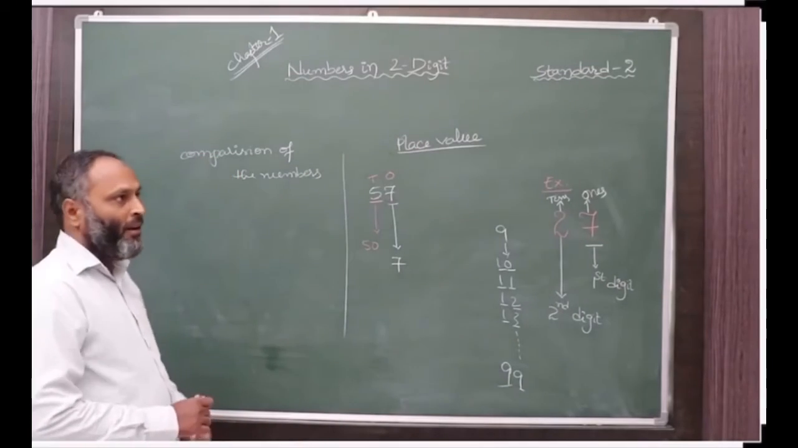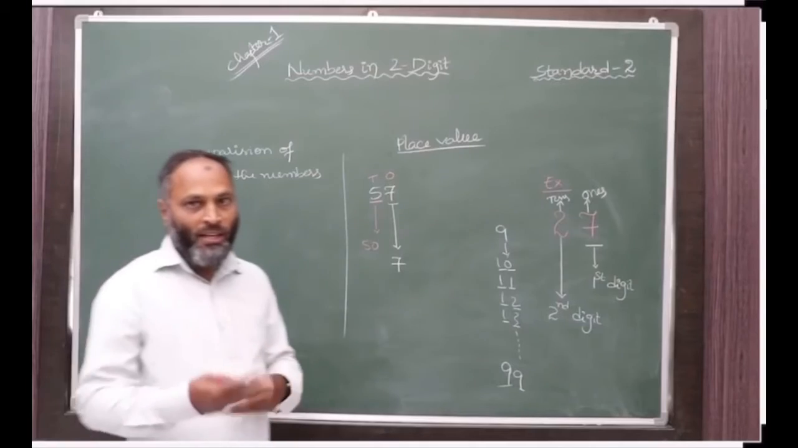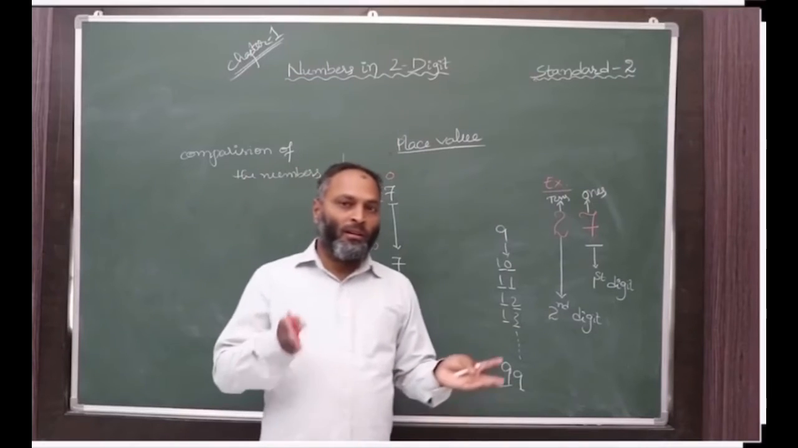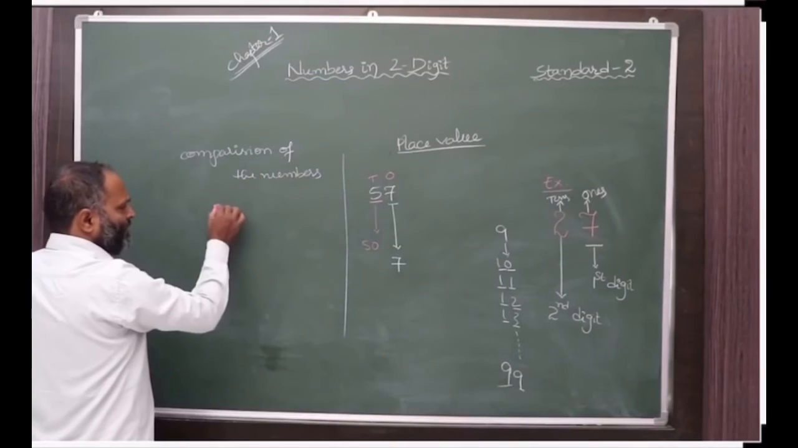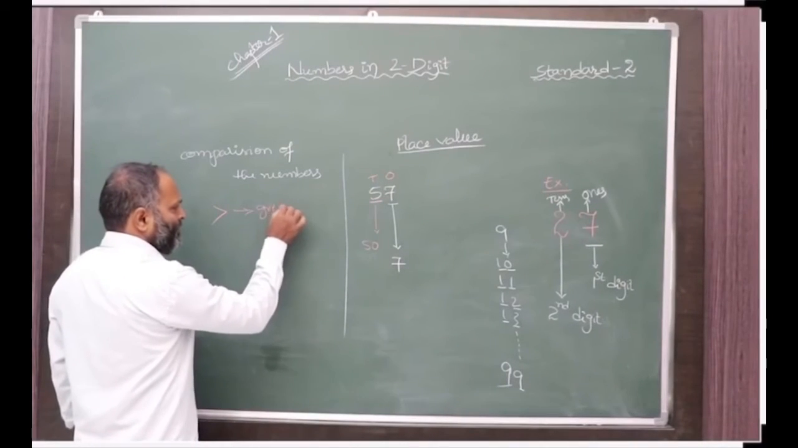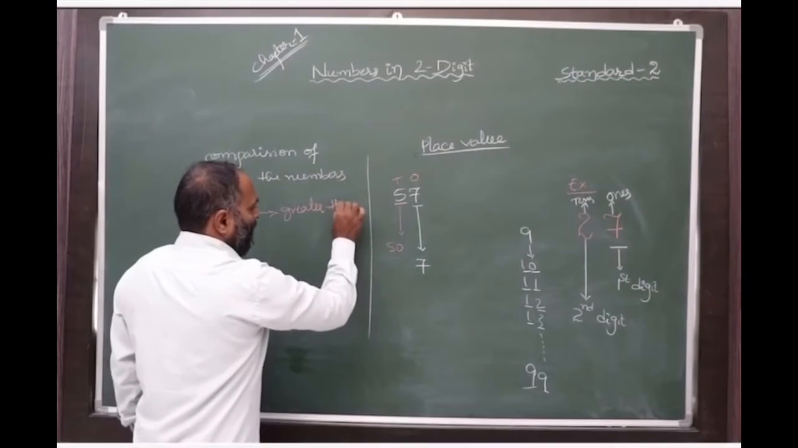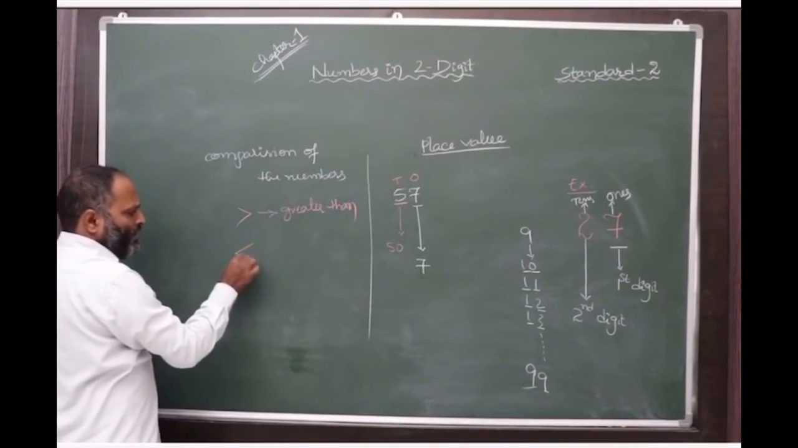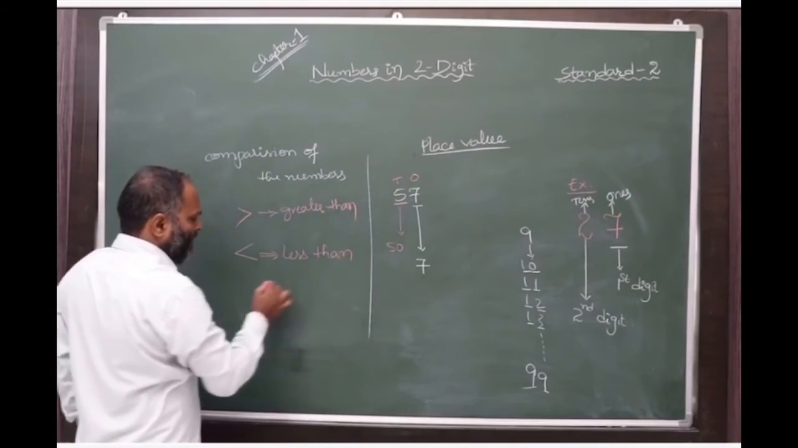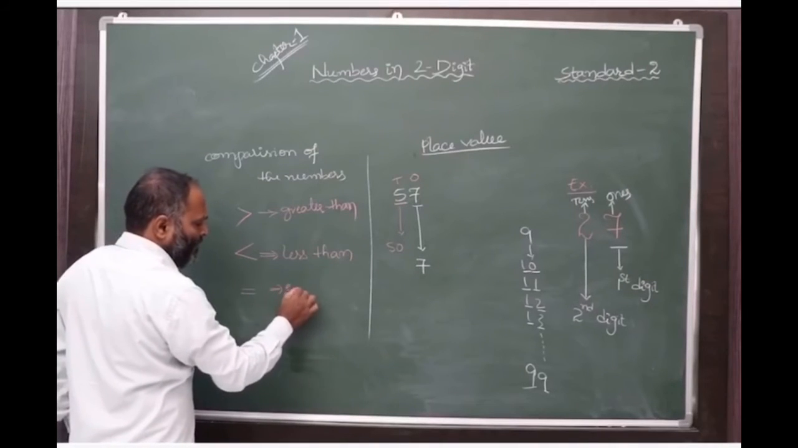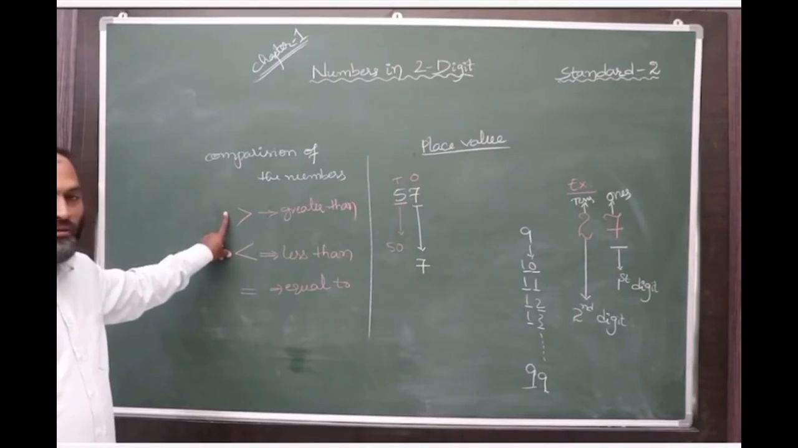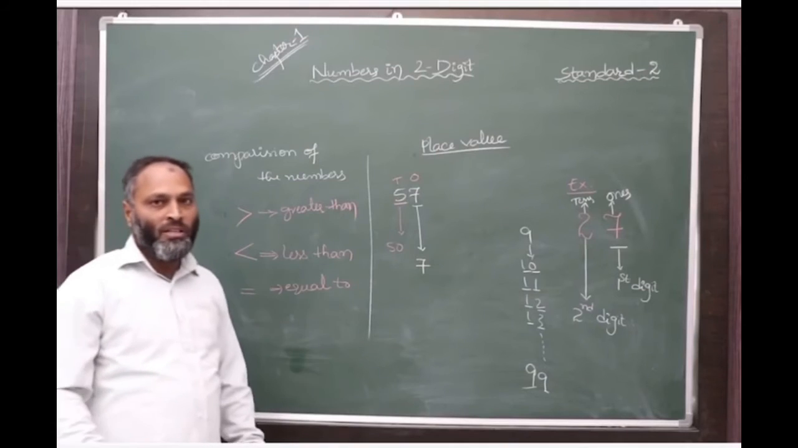Now how to compare? If two-digit numbers are given, how do we say whether a given number is bigger, smaller or equal? This symbol is called greater than. This is the less than symbol. This is the equal to symbol. Using these symbols, how do we decide which number is smaller and which is greater?